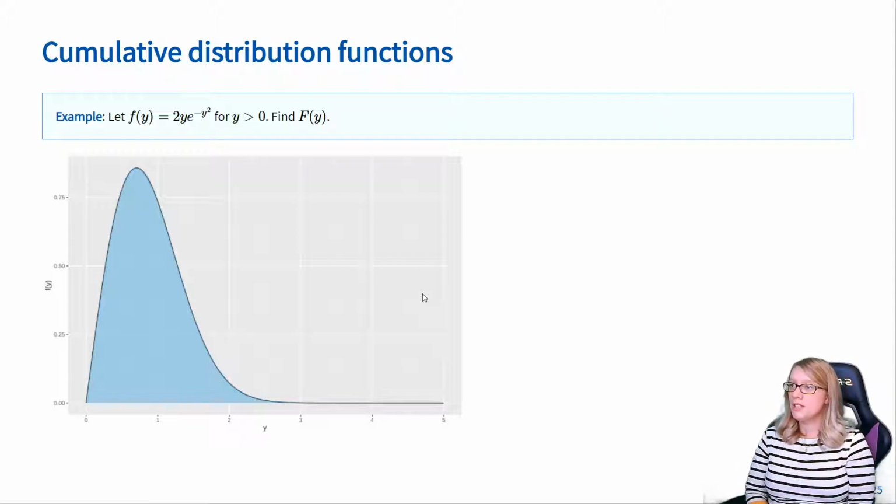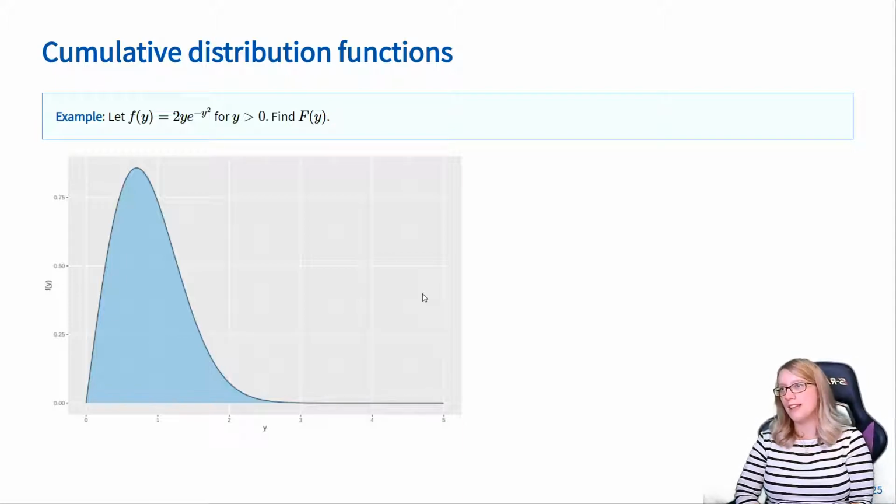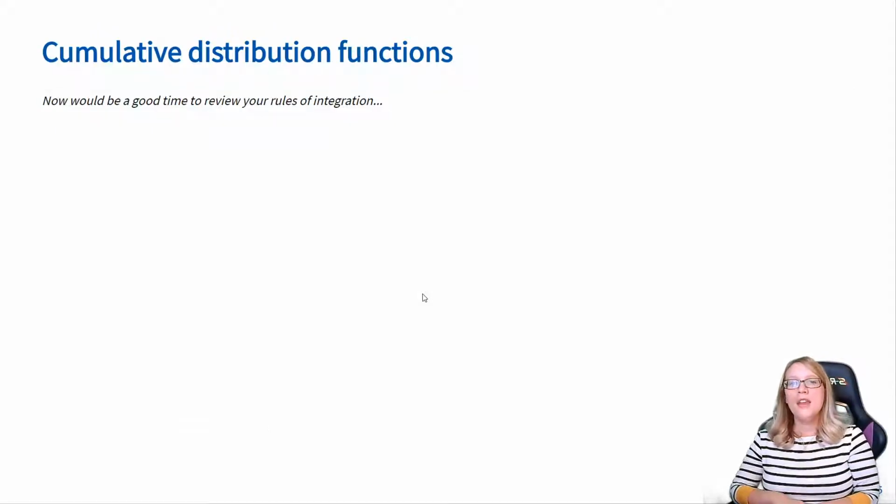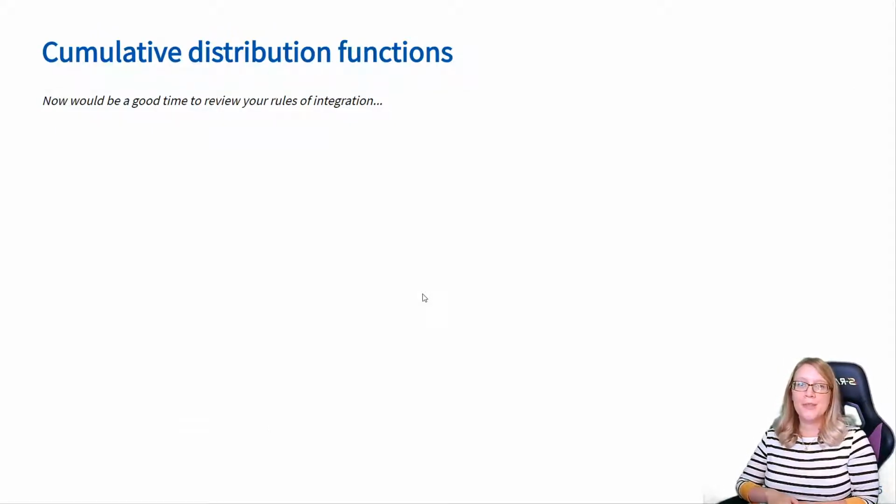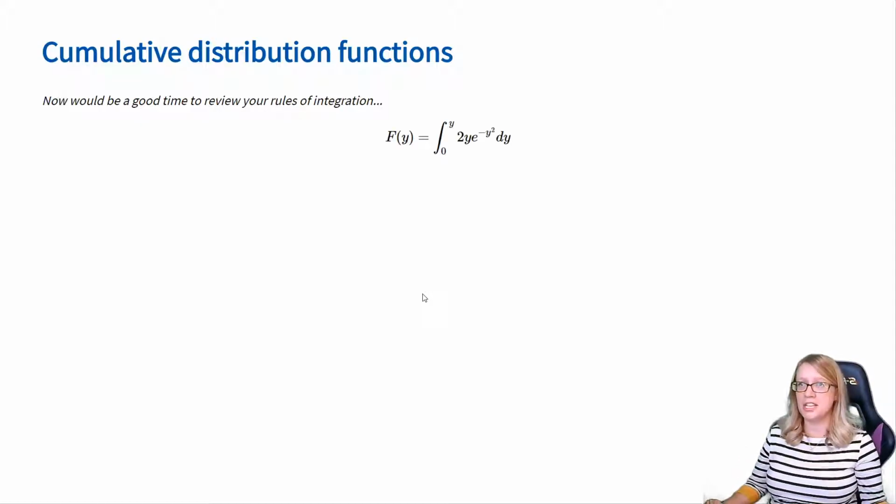So this one is a bit more complicated than some of the others. We get 2y times e to the negative y squared, where y is greater than 0. Our PDF looks a little like this. Let's find the CDF. Now, for those of you watching at home, this would be a really great point in the course to dig out some of those Calc 2 notes and review your rules of integration. I will go ahead and post some of the rules of integration as a reminder online, just as a reference point for you guys to use.